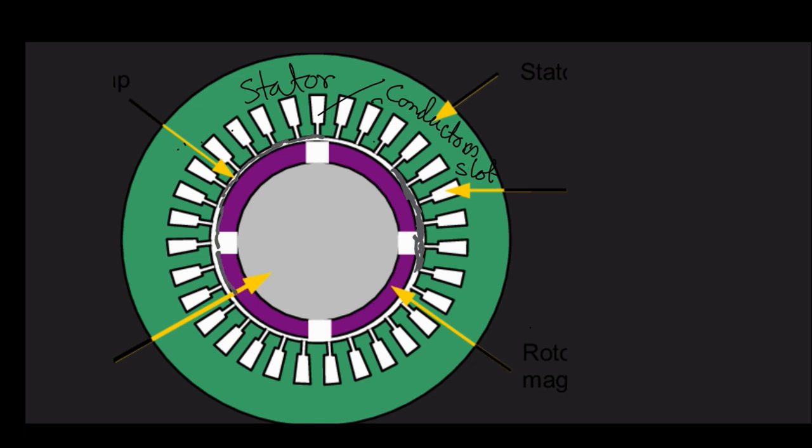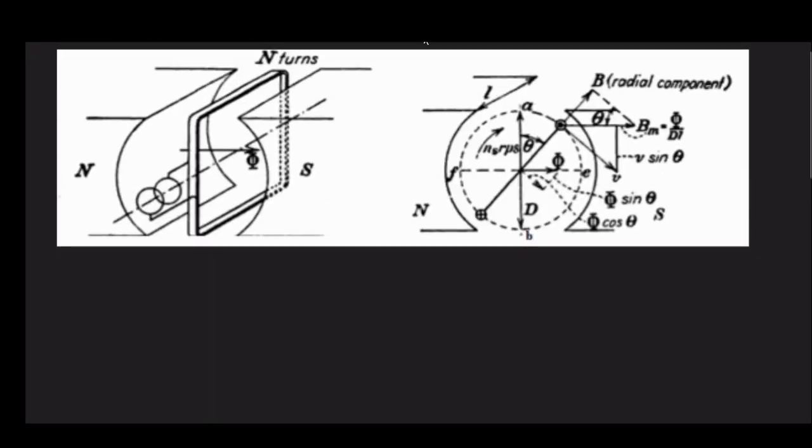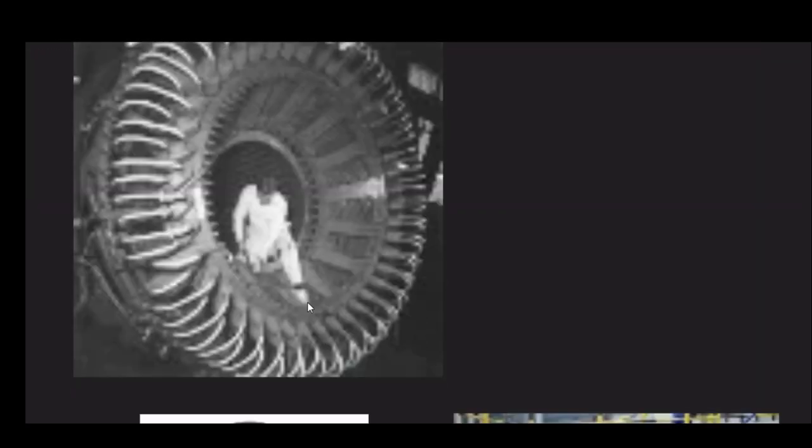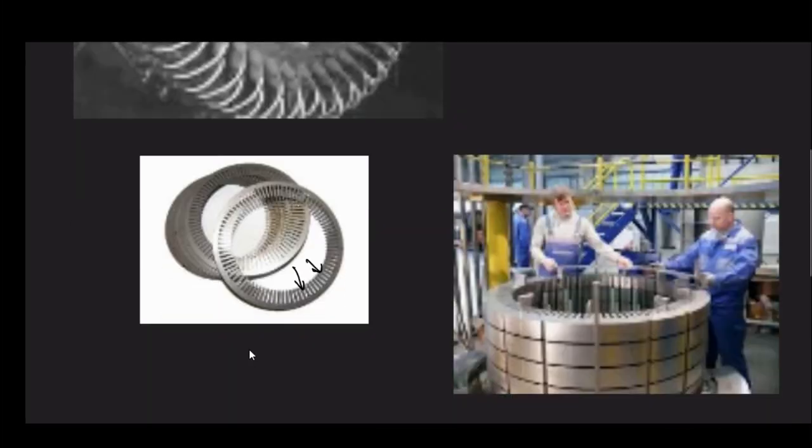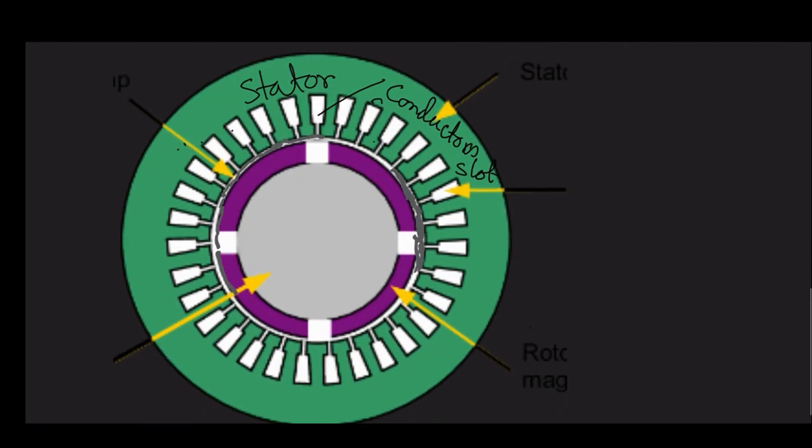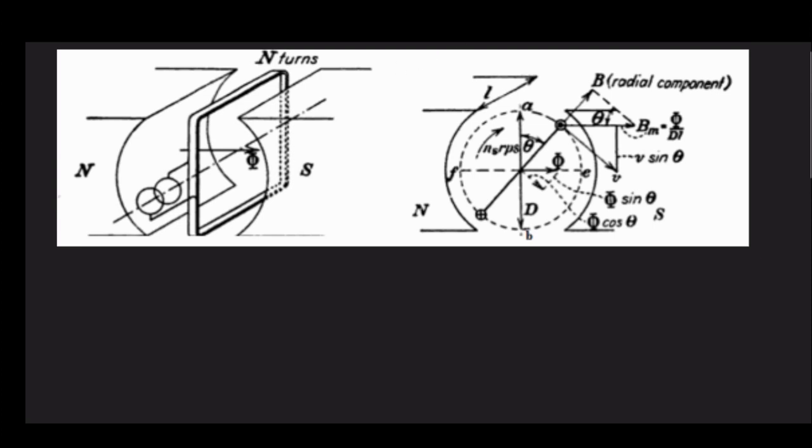So now if you take out this stator structure, what will you get? You will get something like this. This type of shape you will get. Okay, now let us try to understand how EMF is generated in a single turn, or even if it is an N-turn concentrated coil, how EMF is getting generated, and then gradually we'll move towards the case of distributed winding.